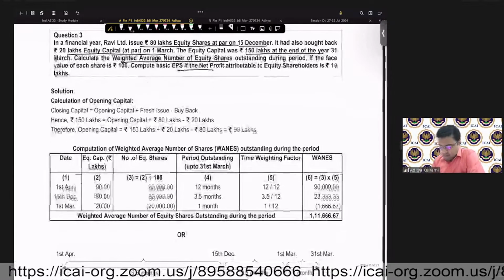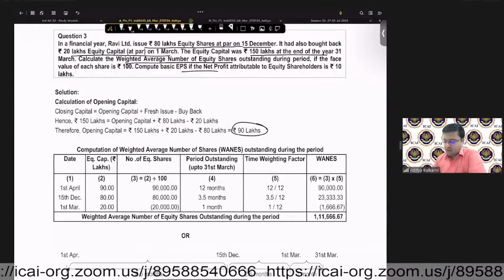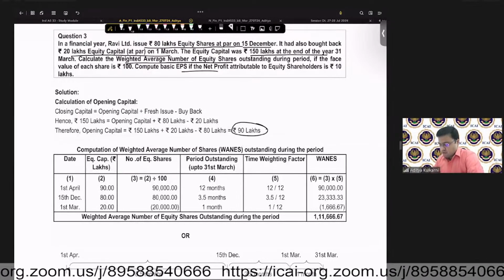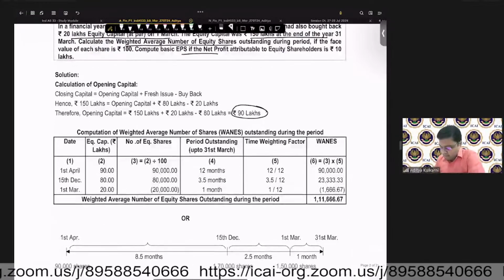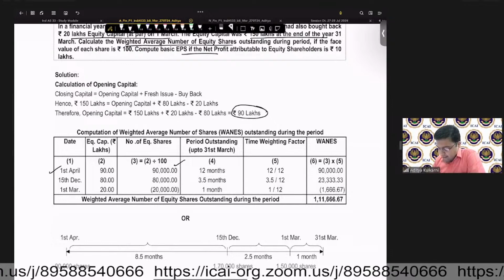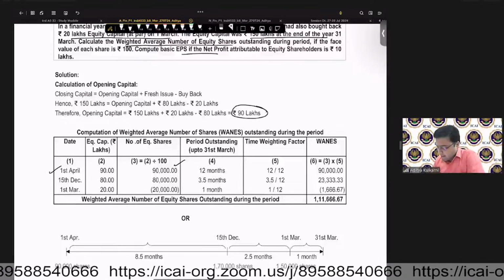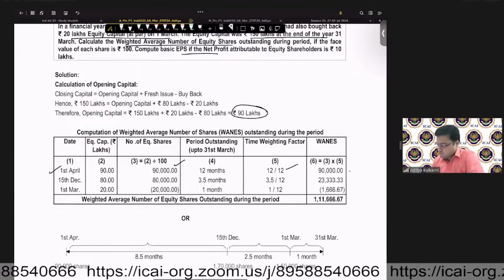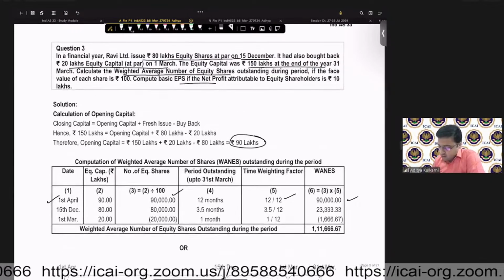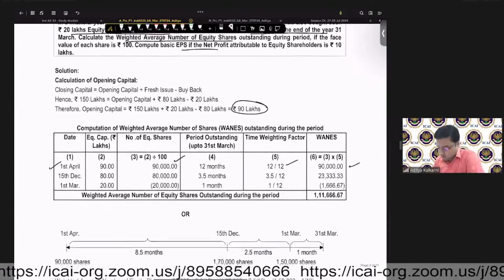Simple question. So you are having opening capital of 90 lakhs because you are given the fresh issue, the buyback, and the closing balance. So how do I compute weighted average number? Well, on 1st April, you are having totally 90,000 equity shares. These shares were present for the entire tenure of 12 months, so 90,000. 15th December, what did I do on 15th December? It has issued 80 lakh rupees worth equity shares.